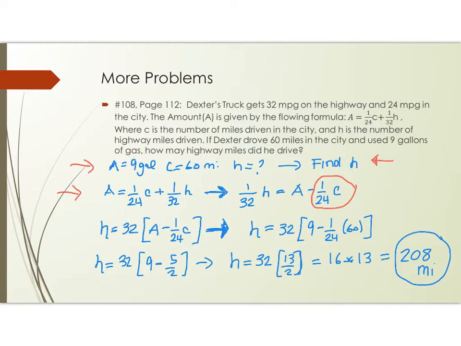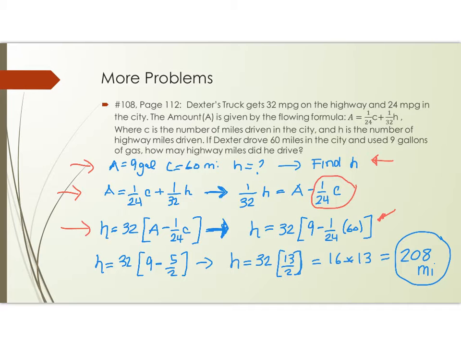Now I can multiply both sides by 32, and now I have an equation H is equal to 32 bracket A minus 24C. Now I'm just going to put in the numbers. So for A it was 9 gallons, and for C it was 60 miles. So all I did was put in the numbers after I solved for H.